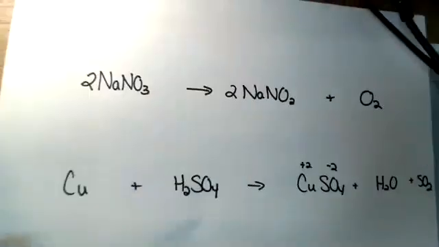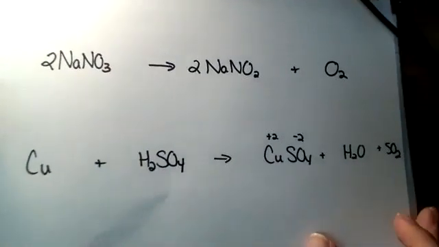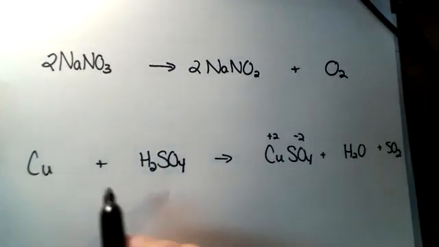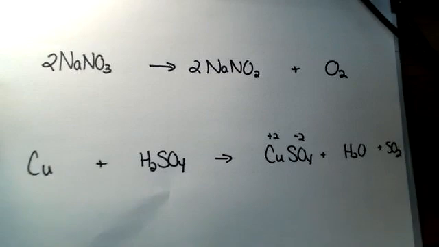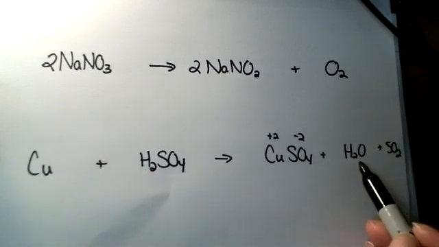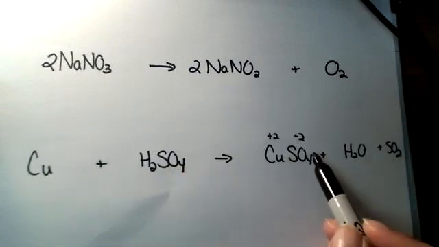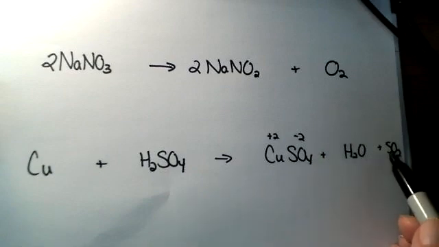That's not pretty written. Okay, so there we go. I've got 1 copper and 1 copper. I have 2 hydrogens here and 2 hydrogens there. I've got 1 sulfate and 1 sulfate, but here's where the problem is. I got this sulfur dioxide out here that's totally throwing me off, okay?